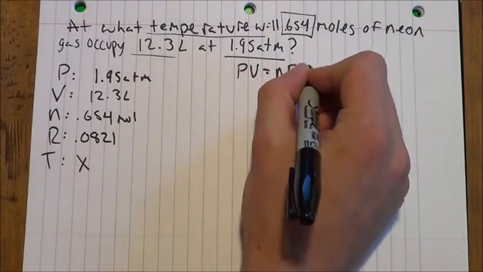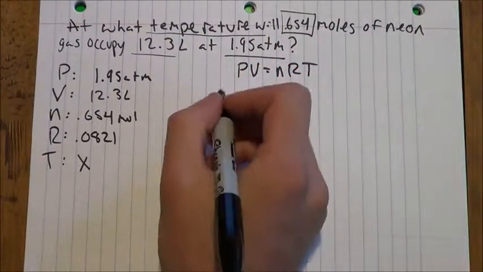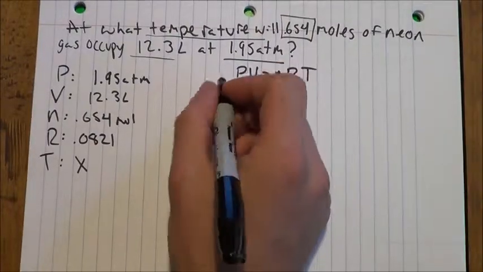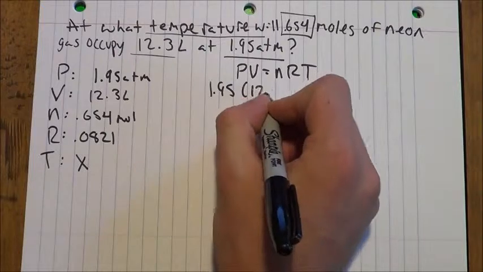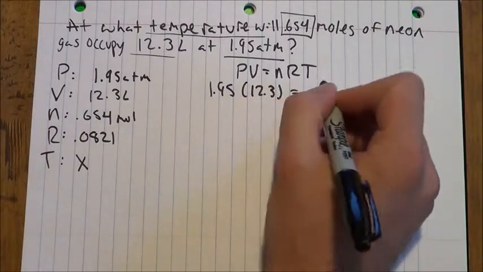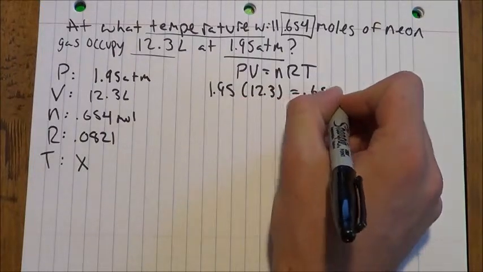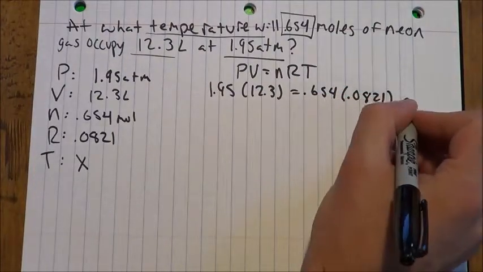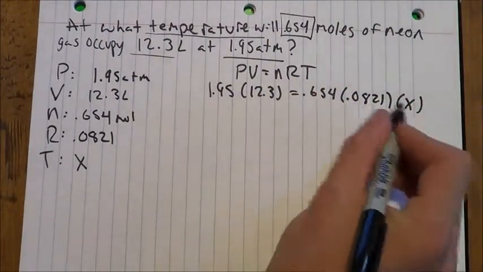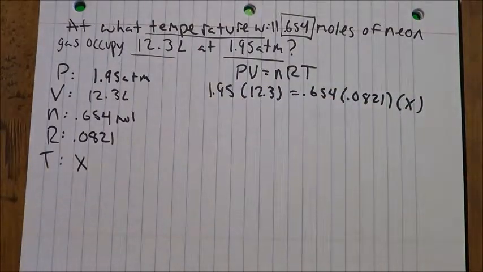So we have PIV NERT. I love that acronym. I know I said that before, but I'm going to say it again. So we have 1.95 times 12.3 equals 0.654 times 0.0821 times x, because T is x, you know what I'm saying.